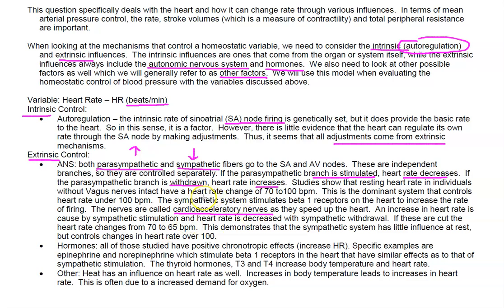Okay, so the influence on the heart and what's happening is a two-part question. One, what is the heart rate range, and then what's happening there.